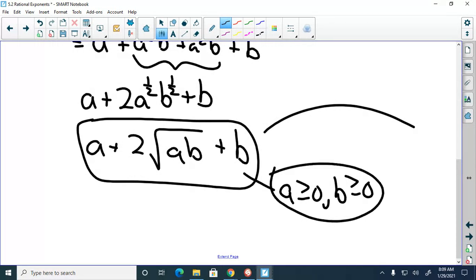I see what you're getting at, Amanda, and this one's closer to it being okay to not have that because of that middle term. But it's not quite. Why not with the middle term? Because if A and B were both negative, this would come out real, right?